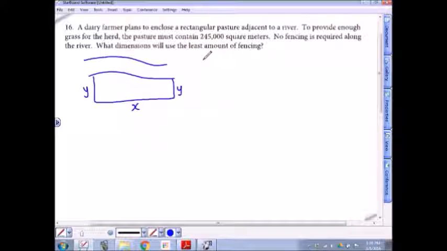Let's call that x. Now the amount to be optimized is perimeter. This is the equation, this is the primary equation. Perimeter P equals x plus 2y. That's the perimeter of this rectangular area. Problem is, with this primary equation, we have too many variables. We have x and y. So often in an optimization problem, you've got to create a secondary equation. Now it says the pasture must contain 245,000 square meters. So that's an area. So we have x times y, that's the area of a rectangle, equals 245,000.